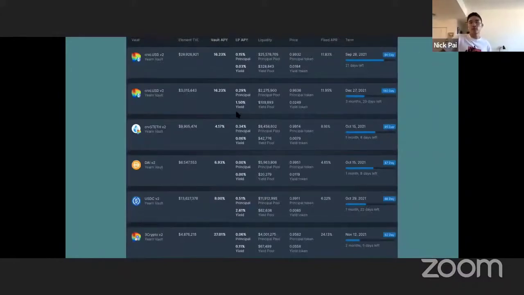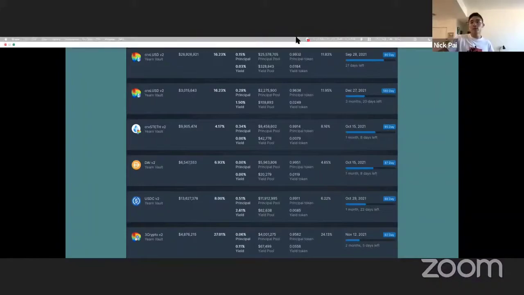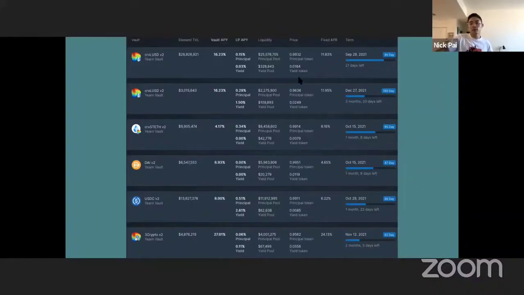So this is a screenshot of today's current rates. You'll see that there are 6 different Yearn vaults, and each of those vault tokens can be deposited into Element and allow the depositor to mint a principal token and the yield token. So the current prices of those are shown in the 6th column under price. You'll notice that all the principal tokens trade under $1. And all the yield tokens, you can think of that as the percent that the market thinks that the yield token is yielding over the term.